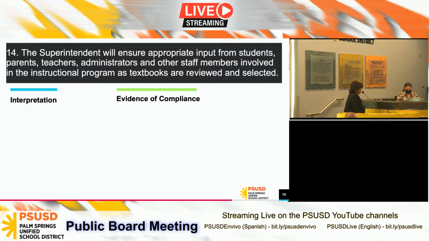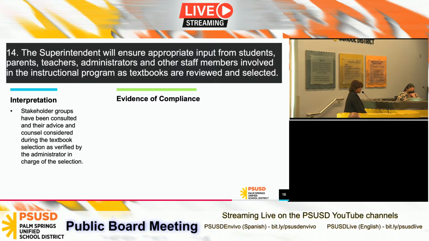Number 14, the superintendent will ensure appropriate input from students, parents, teachers, administrators, and other staff members involved in the instructional program as textbooks are reviewed and selected. Our interpretation is that stakeholder groups have been consulted and their advice and counsel considered during the textbook selection is verified by the administrator in charge of the selection. And usually that administrator in charge of the selection is Educational Services.